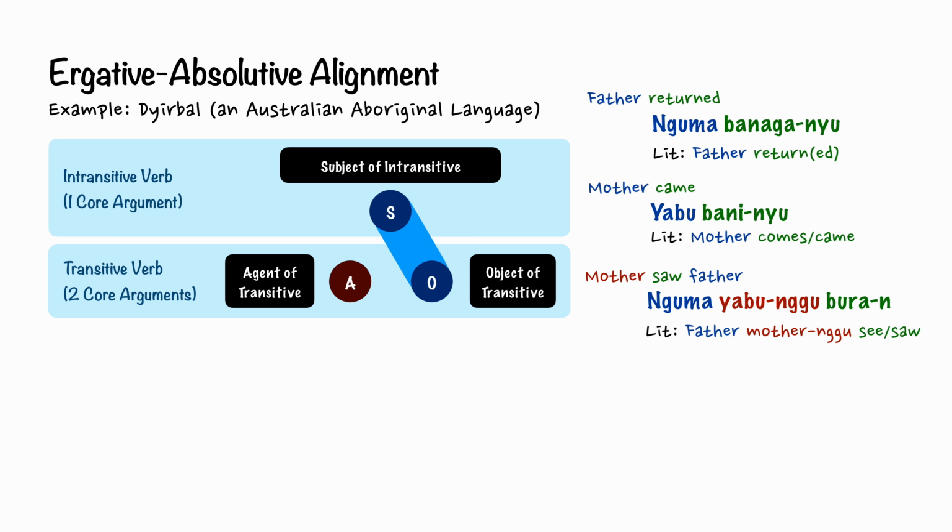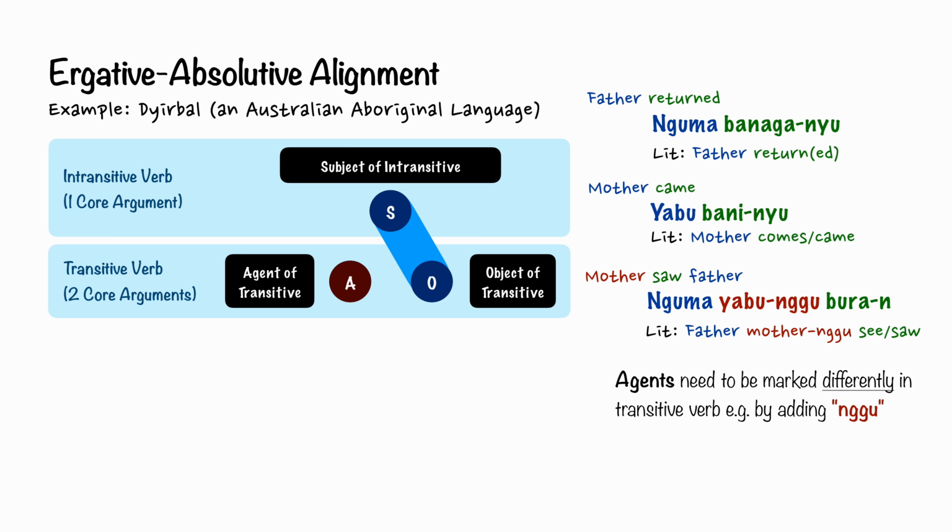Here father, or nguma, as the subject S in an intransitive verb sentence behaves like the object O in the transitive verb sentence. However, the agent A, mother or yabu, in the transitive verb sentence requires a case marker ngu as an agent marker, distinguishing the agent A from the subject S and object O. This is the opposite of English, where the object is marked differently. In this Ergative-Absolutive alignment, subjects S and objects O are called absolutive, while agents A are called ergative.